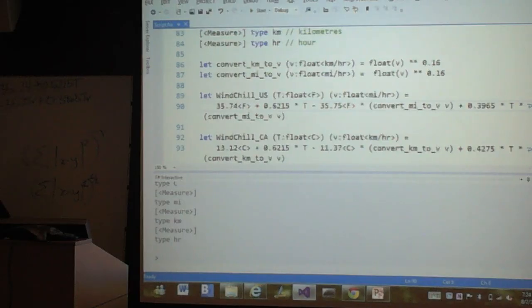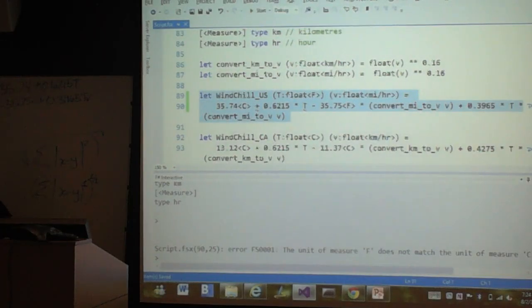And if I try to declare this as something that's really C, it'll start throwing up red squigglies all over the place. If I declare one of these numbers as C, it'll throw up squigglies that won't let me. The unit of measure F does not match the unit of measure C.